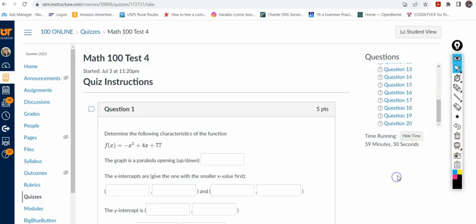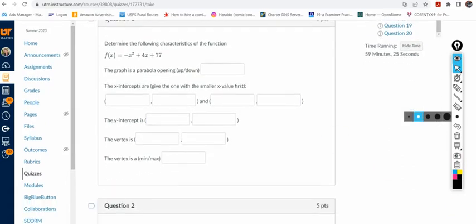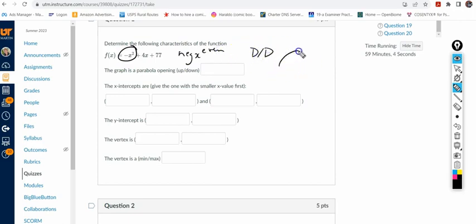Okay, so we've got question 1 here. Let me try and get it in the screen. All right, so if we use what we know, it's a parabola, and we can see it's going to be a negative times x to an even power, so it's going to have end behavior down, down. So it's going to look like that. So it's going to be opening down. So I'm just going to type in down here.